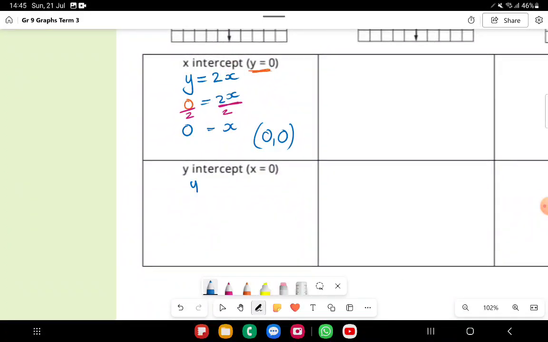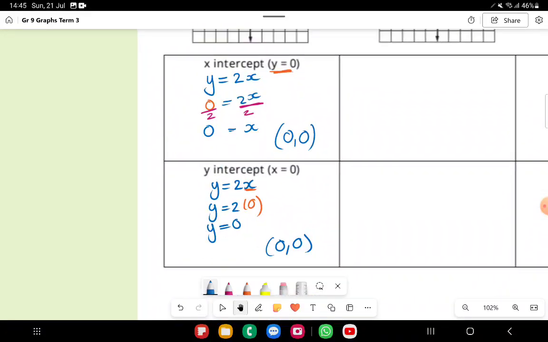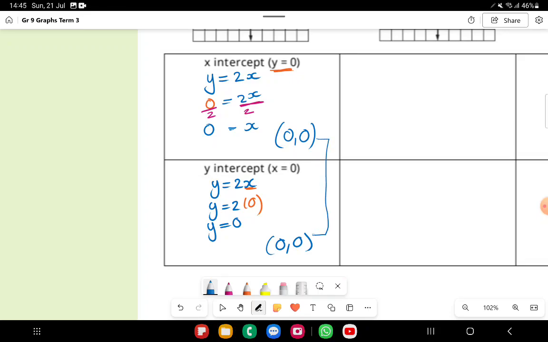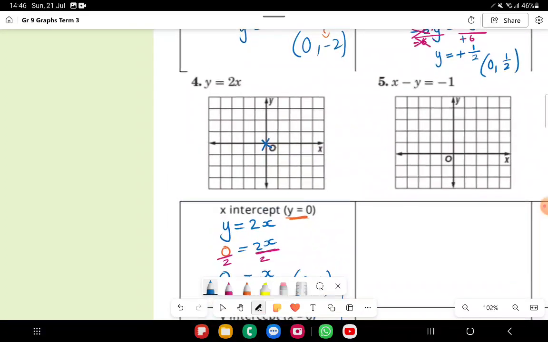Y-intercept, x is 0, y equals 2 times x. X is 0, so I put that 0 in there. Y is equal to 2 times 0, which is equal to 0. So my coordinates are 0, 0. Same point. So what I want you to see is if one of the intercepts is 0, 0, then they both are 0, 0. And if they both are 0, 0, I only have 1 point, which means I cannot draw a line. This is my answer to this question.